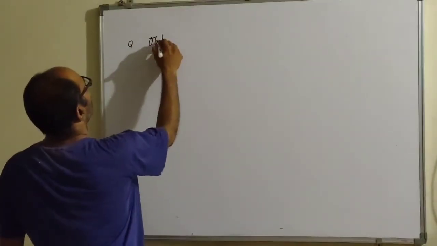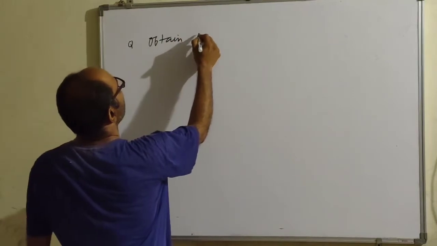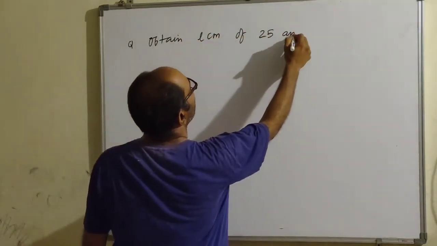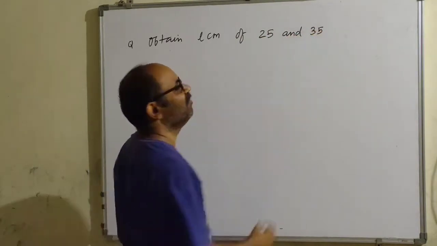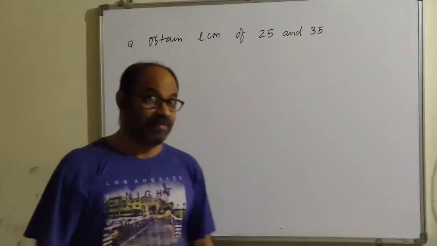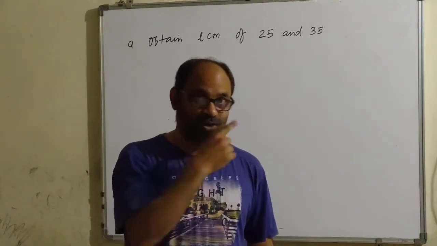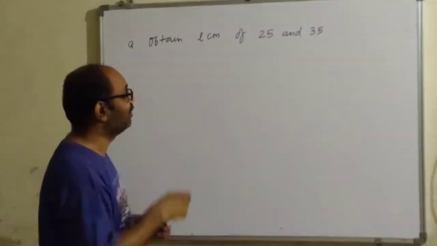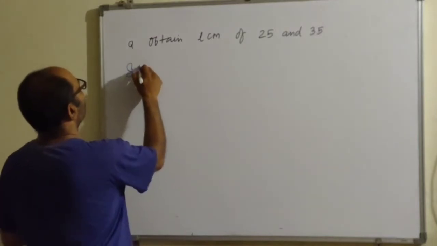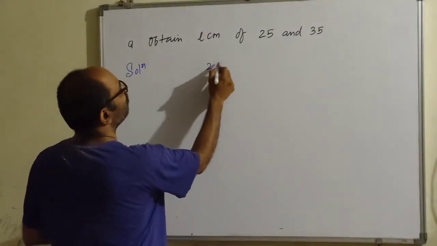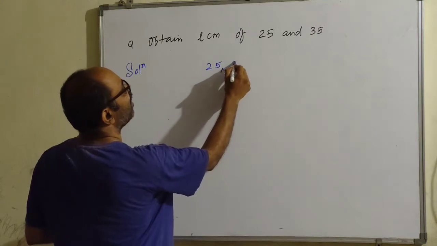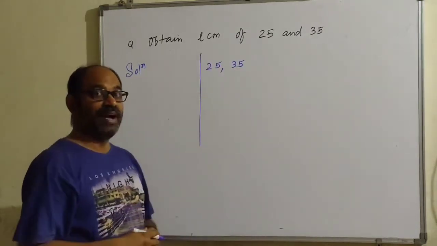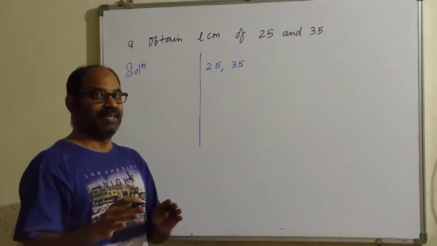Question. Obtain the LCM of 25 and 35. Correct? Which method are you going to employ here to find the LCM? Correct. Division method. Alright. What is the division method? 25 and 35. These are the two numbers. We are going to find their prime factors simultaneously.